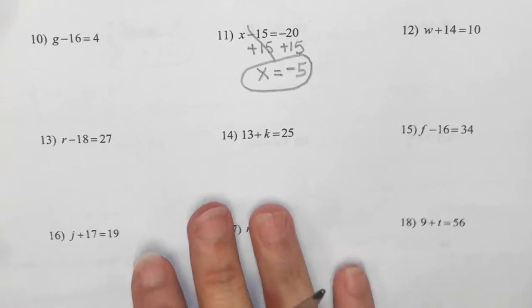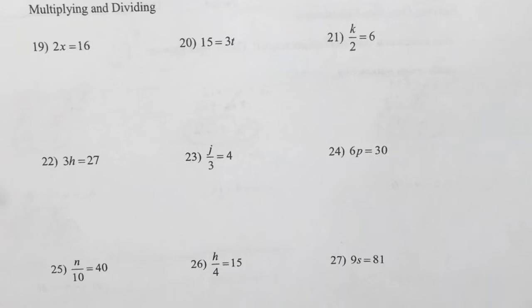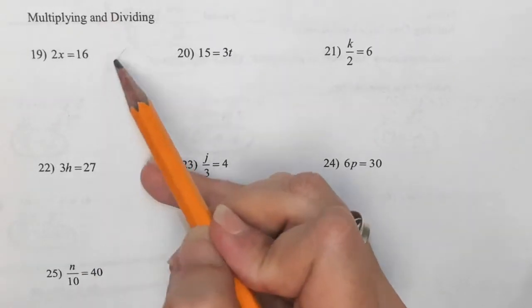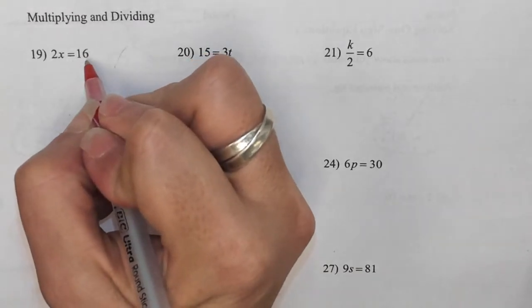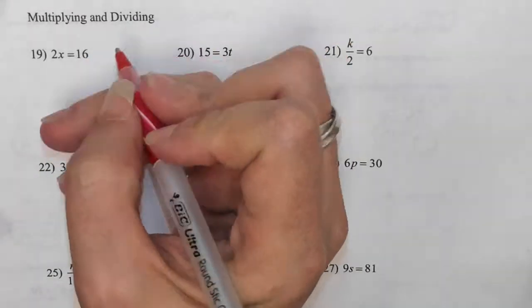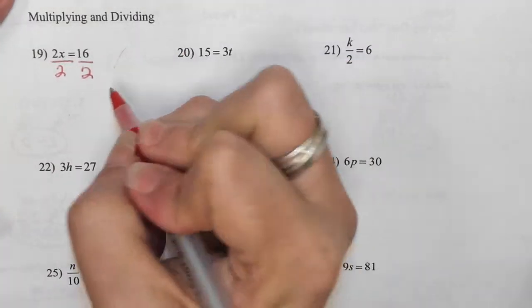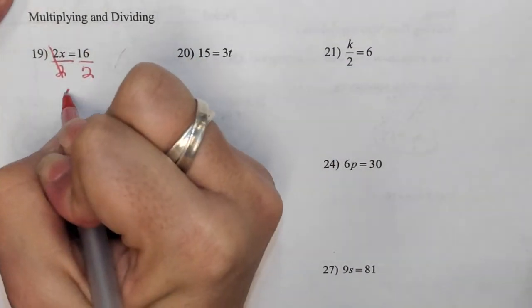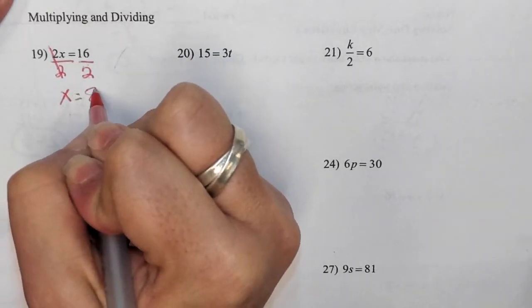Okay, I'm going to flip it over to the back and do a few of the multiply divide so you've got good examples. Here we go. You've got 2 times x equals 16. So the opposite of times is divide. Okay, the ones that match get to go away. And 16 divided by 2 is 8.